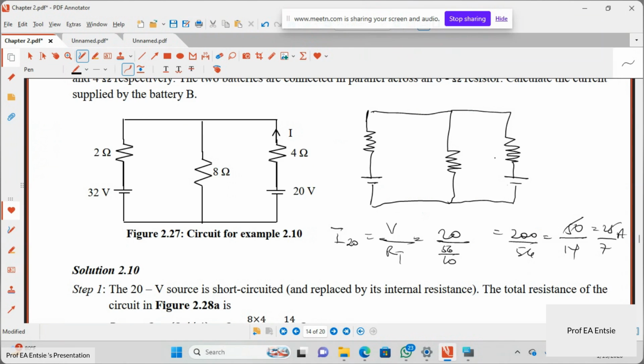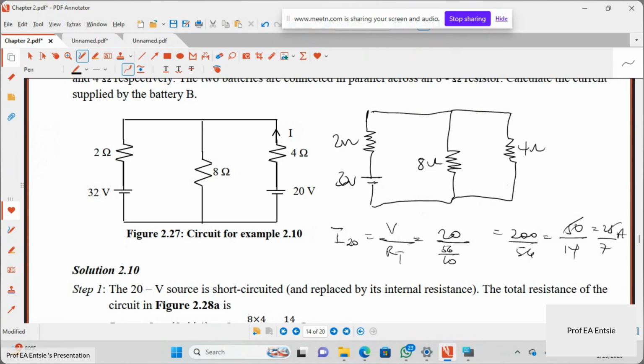So should this be here? No, I'll short circuit it because I said the 32 volts is now acting. So you see, I've done the right thing. Sorry. So now I have 2 ohms, 32 volts, 8 ohms, 4 ohms.